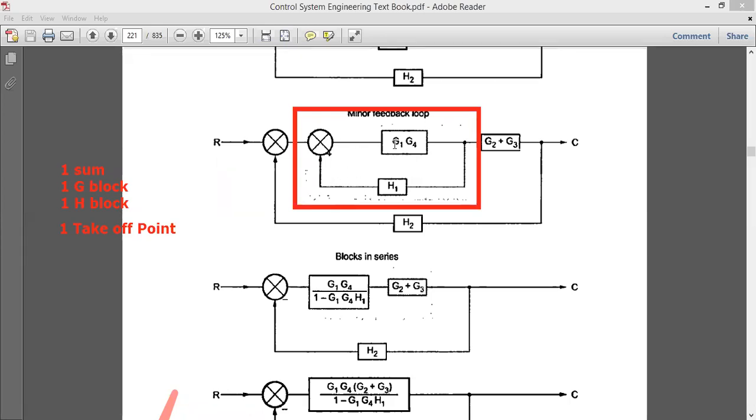So whenever you find such diagrams, you should directly take the standard transfer function, which is nothing but G of S block, try to listen very carefully, G of S block divided by 1 plus G of S block into H of S block. So you should use this standard formula. And where does that standard formula come from? From one sum block, one G block, one H block, and one takeoff point. Then you can use this formula.